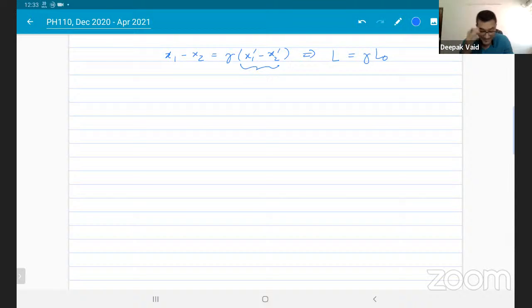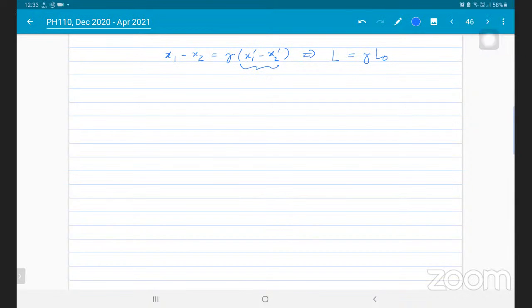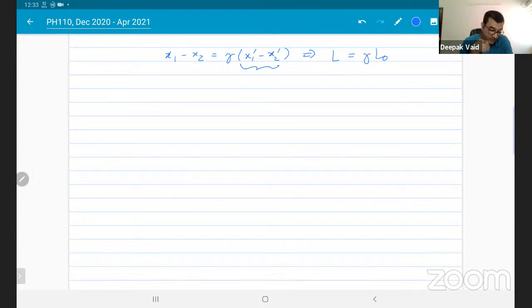Sir, it is expansion, not contraction then. Yeah, I know. For 8 years I've been teaching this course. Every time I get to length contraction, I make the same mistake.